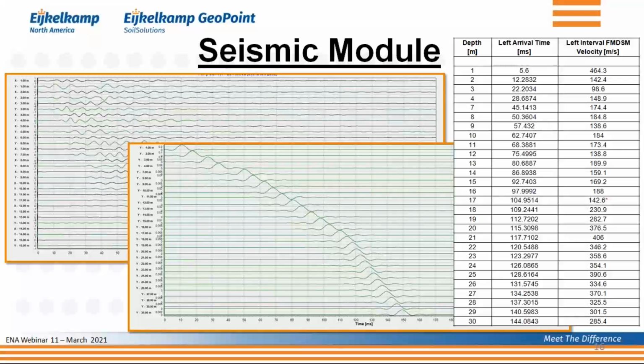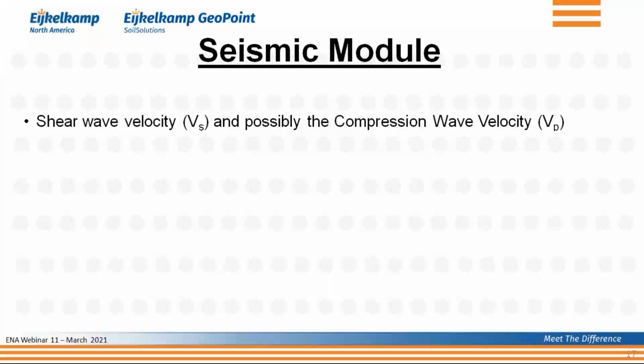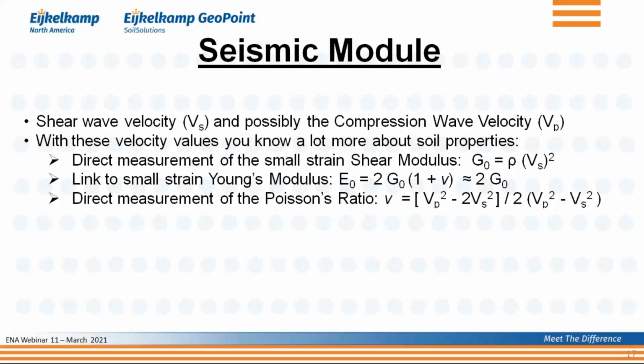What we do then in the chart in the middle is extract the seismic feature of this whole thing, and you see that we've only taken there the y-axis, and on that basis you now calculate the arrival time of the seismic wave, and that is shown in the table on the right hand side. We can also get the interval velocities, the shear wave interval velocities. That's how you basically analyze the seismic data. Shear wave velocity, you can also do it for compression wave, which is a different type of wave. And those 2 data together are again giving you a lot more information about the soil properties.